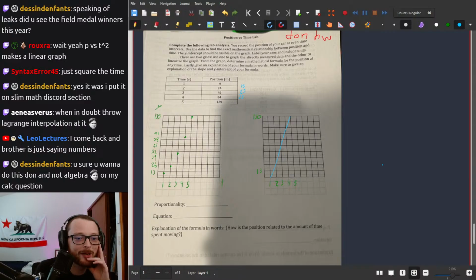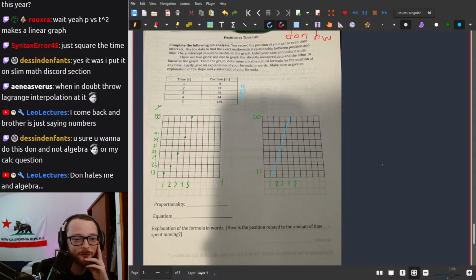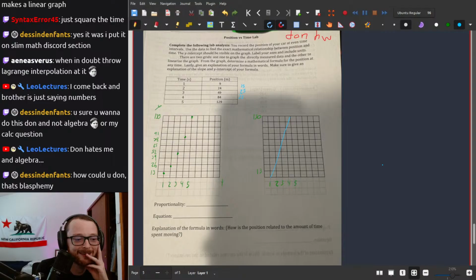Well, I definitely don't want to do algebra. I'd rather do a calc question than this, but Rocher's asking for help with it, so we're gonna do it. What does that mean, if you square the time you get a parabola? That's weird. Hey, you and algebra. Algebra sucks. There, I said it.